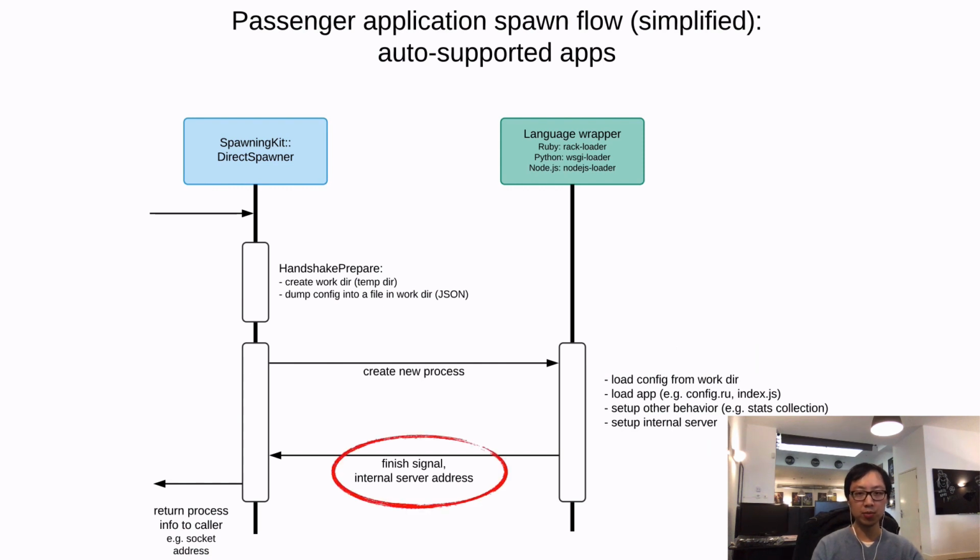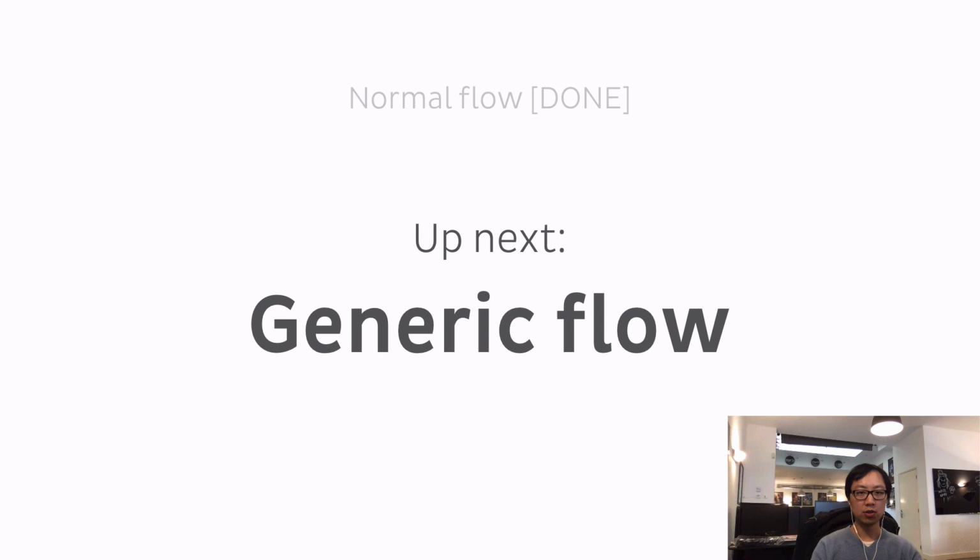Finally, the wrapper dumps its server address to a file in the work directory, and then it sends a signal back to SpawningKit through a pipe in the work directory. SpawningKit then cleans up the work directory and returns the information to the caller. So that was the normal flow for auto-supported apps.